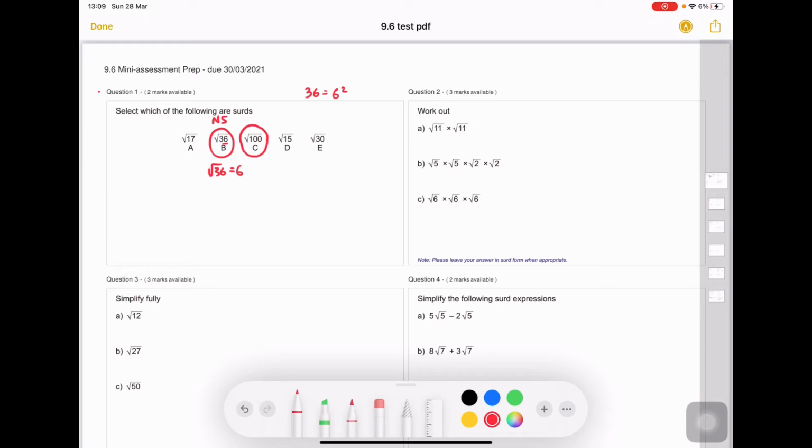This one, we know that 10 multiplied by 10 is 100. So root 100 is 10. However, the other three, I can't see any square numbers. So we're going to say that, let me change the colour. This is a surd. And these two are surds as well.